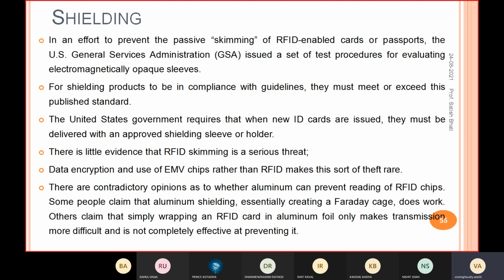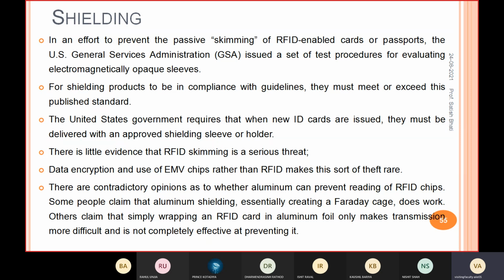Once you go to the passport office and the passport is issued, they will send it to you by, for example, some courier or post. If they send it directly, then between the office and your home there is a chance somebody can read the RFID tag and get the information. So they provide a shield or a holder around this RFID, and after that they deliver it to your home.